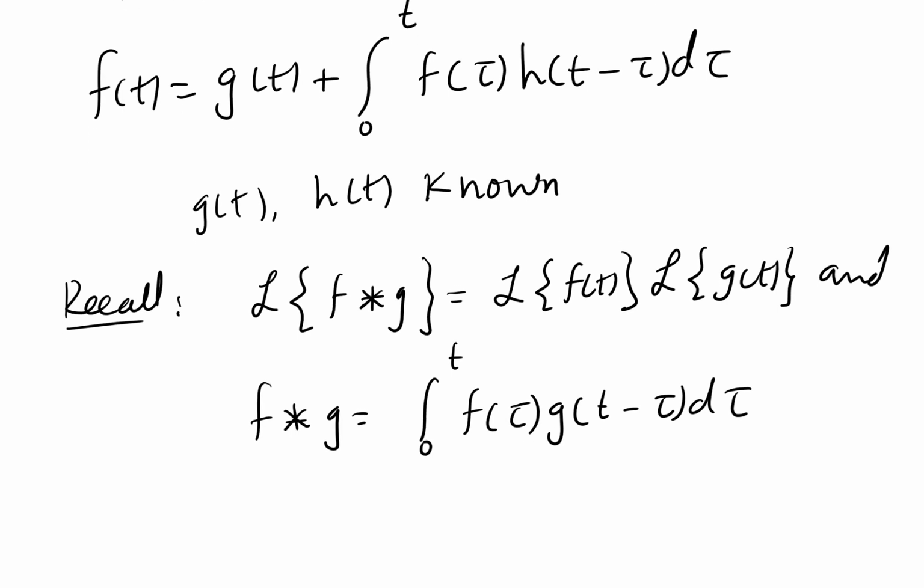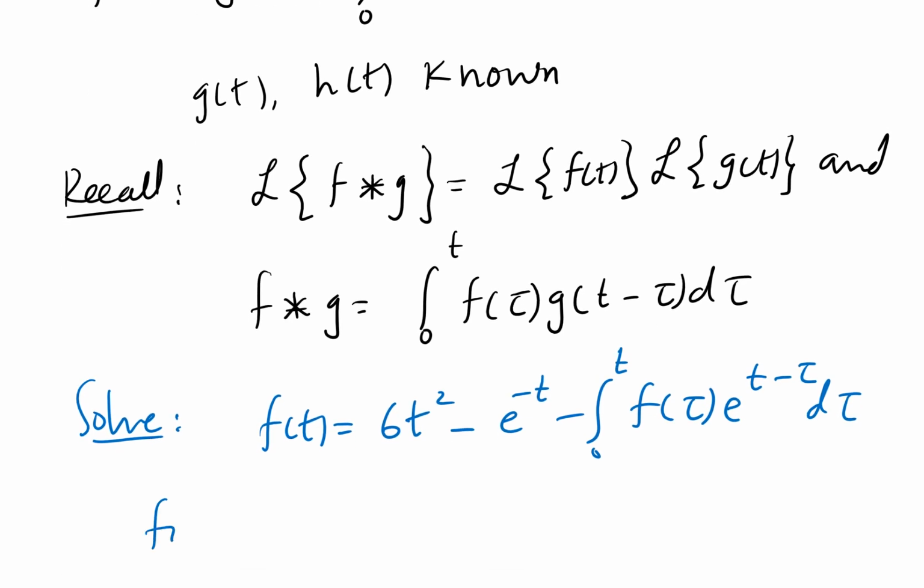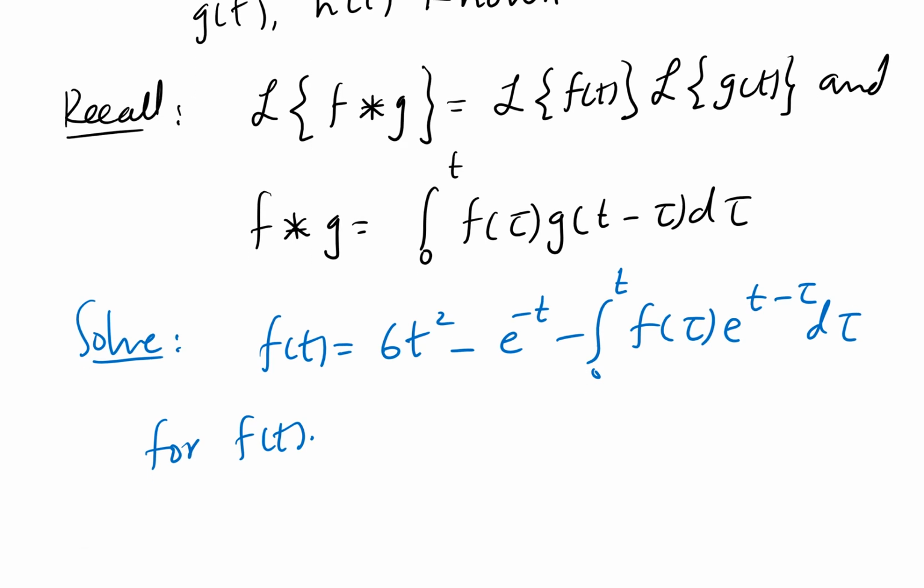So how do we use that? Let's say we're asked to solve f of t equals 6t squared minus e to the negative t minus the integral from 0 to t of f of tau e to the t minus tau d tau. And we need to solve this for f of t. That's what we're asked to do. So to do so, we take the Laplace transform of both sides first.